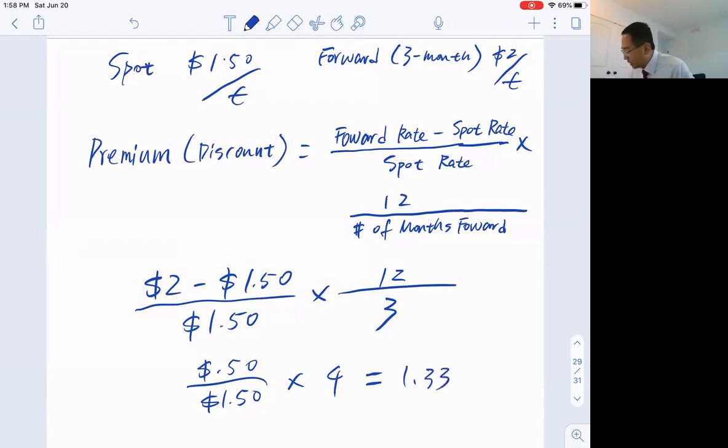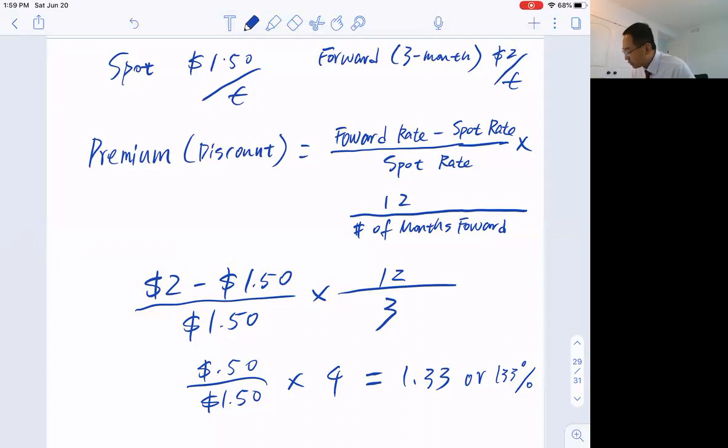Okay, or another word. Okay, this is 133% of a premium. So if it's a negative number, it'll be a discount. Okay, if it's a positive number, it is your premium.